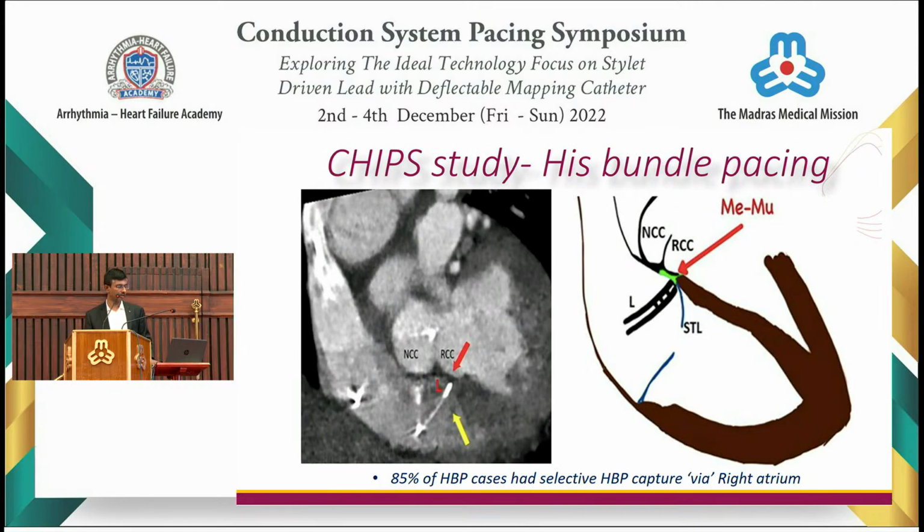And in this paper, we found that when you define the tricuspid valve as the septal attachment of the leaflet, in 85% of the selective His bundle pacing cases, the lead tip was in fact proximal to the location of the septal leaflet. It depends where you locate the tricuspid valve plane, but much of this location is proximal to the septal attachment of the tricuspid valve leaflet.